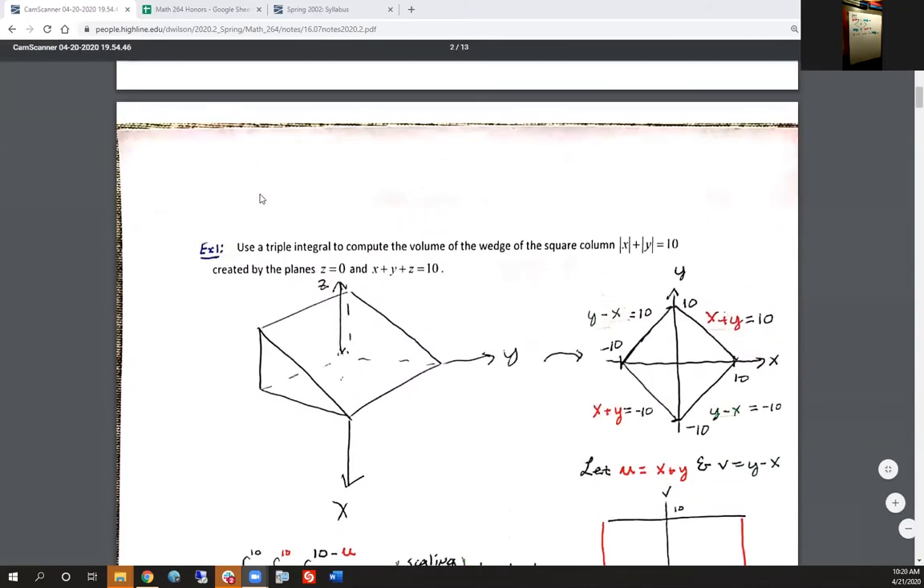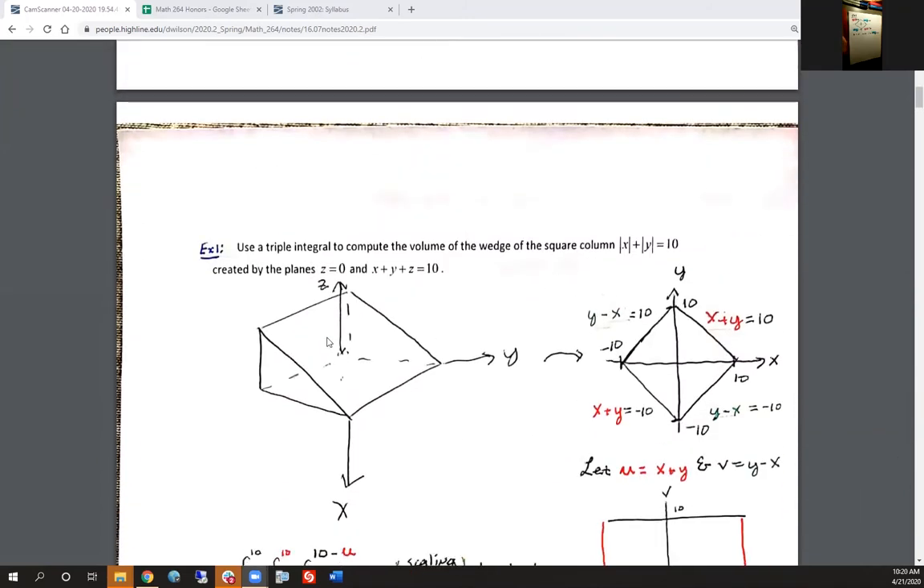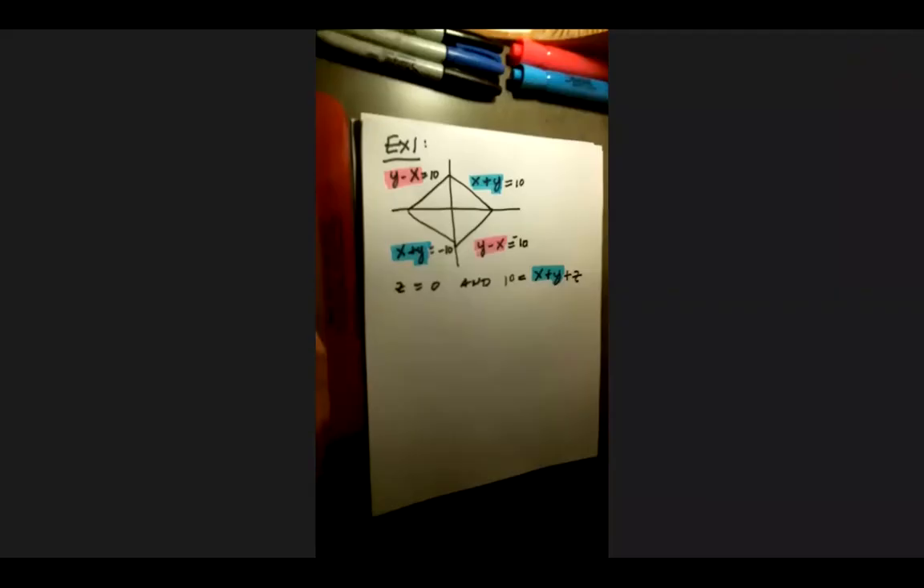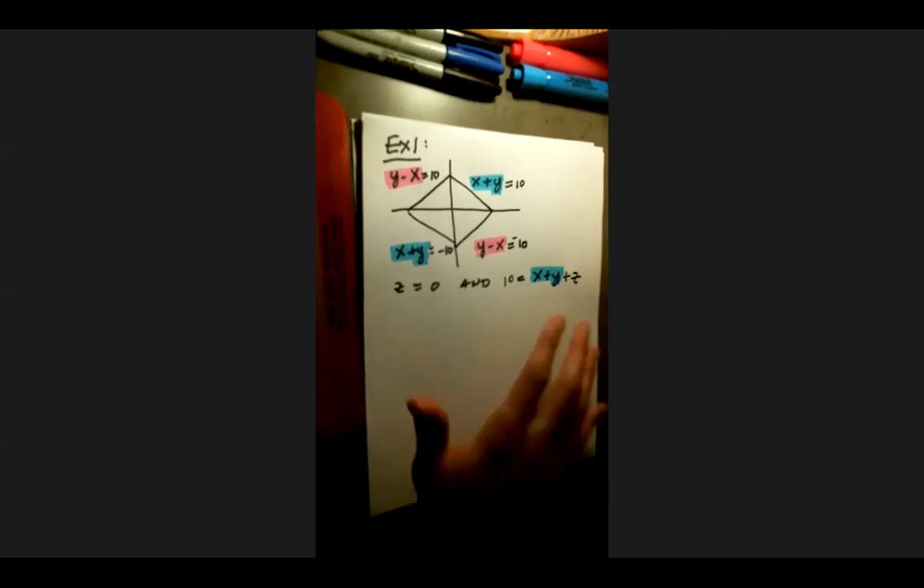So you may remember this question right here, where we wanted to find a triple integral to compute the volume of the wedge of the square column, absolute value x plus absolute value y equals 10, created by the plane y equals 10 and x plus y plus z equals 10. And so we sketched this solid here, and I'm hoping you all spent enough time on your homework to recognize that the base of the solid looks like this diamond over here on the right. Which is what I've drawn here.